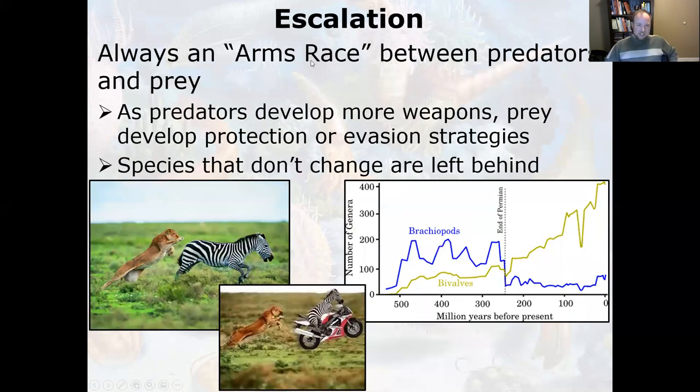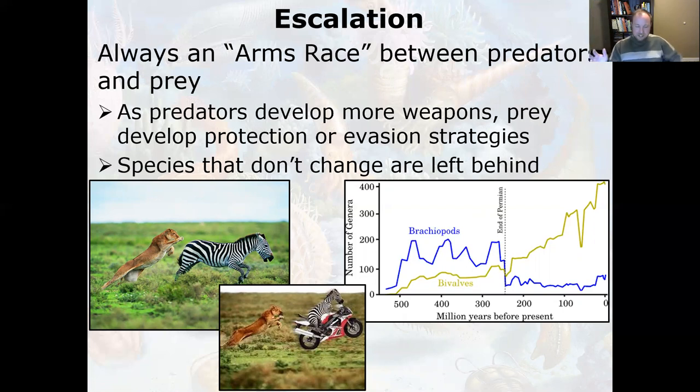And then there's this idea of escalation. Think back to the United States and Russia in the Cold War, the MAD policy, mutually assured destruction. We build a bomb, they build another bomb. Actually, they probably build two bombs. They build two bombs, we build four bombs, and up and up and up.